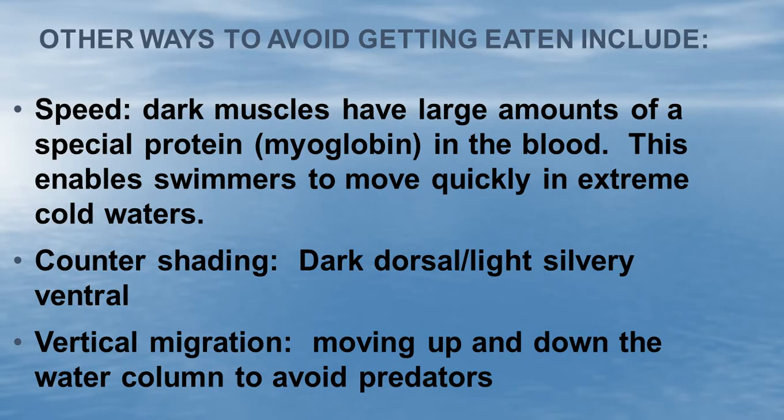So, other ways to avoid getting eaten. All right, number one would be speed. If you're fast enough and you can get away from your predator, then you're going to survive. So a lot of these fish out there in the big ocean have dark muscles with large amounts of myoglobin in their blood, which gives them dark meat. If you think about a salmon, how that meat is very, very dark. This enables them to move quickly even in the cold waters.